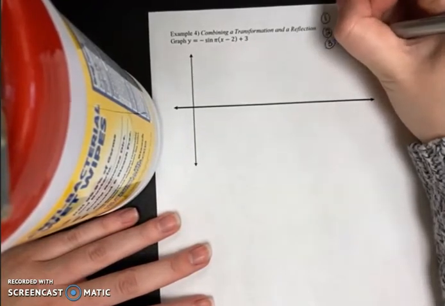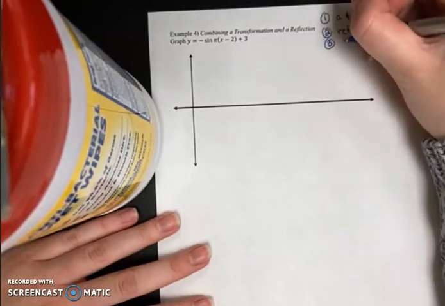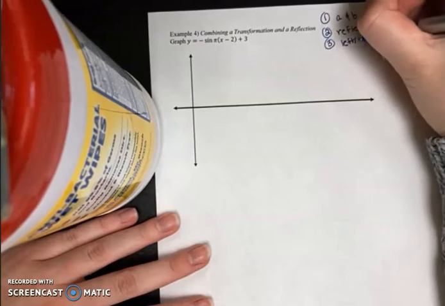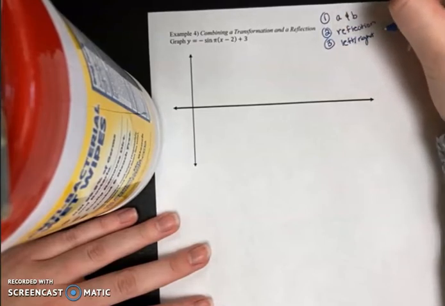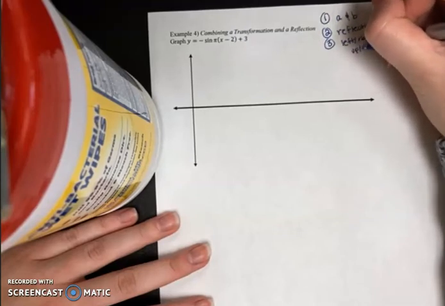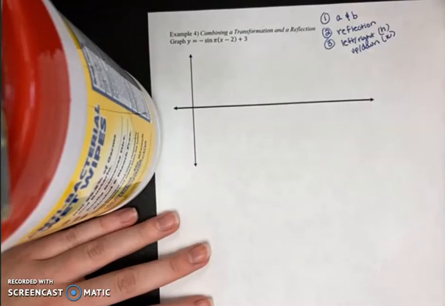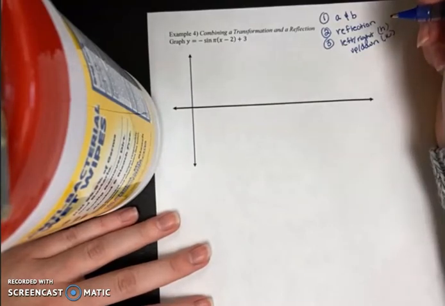And then the third step would be go ahead and move it with left or right if you have an H value, or up or down if you have a K value. So you have 3 steps now instead of just 2.